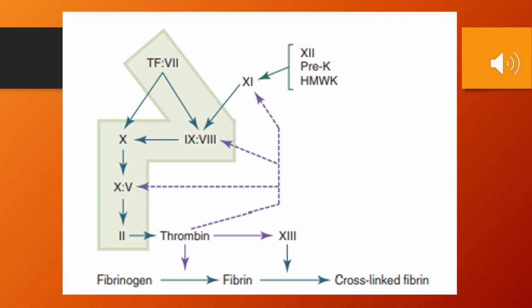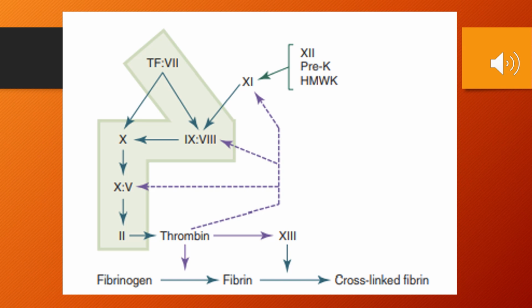Okay, so we can see that if there is an exposed tissue factor, then this would activate factor 7. So factor 7 would then activate factors 9 and 10. So the complex factor 9 and factor 7 would then activate factor 10. So the activated factor 10 and 5 complex would then activate prothrombin or factor 2. So the resulting thrombin would then cleave fibrinogen to form fibrin.